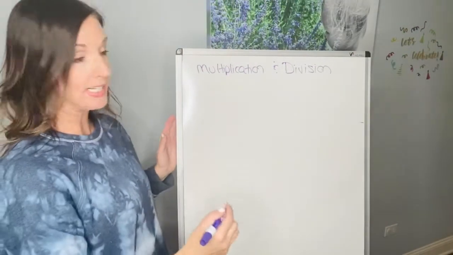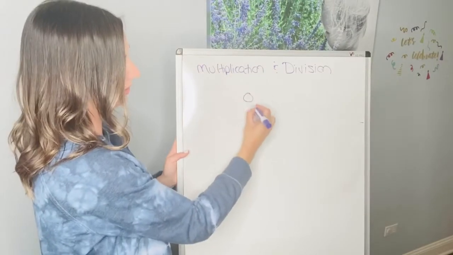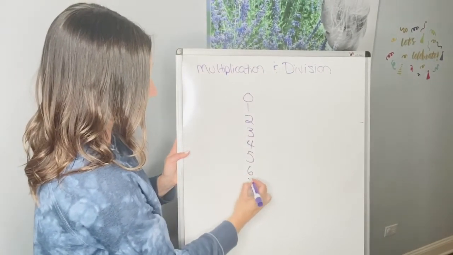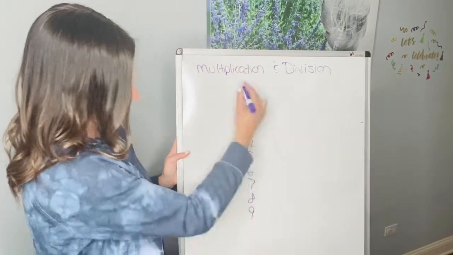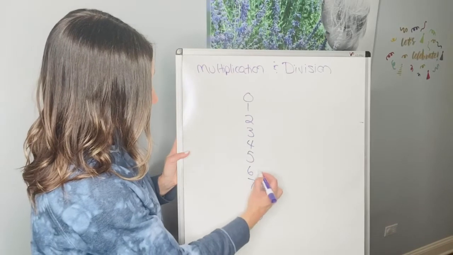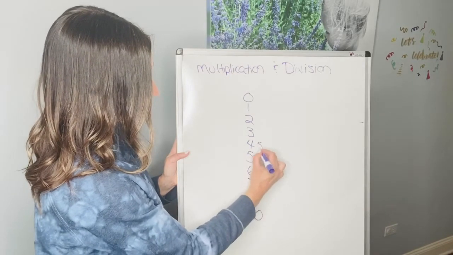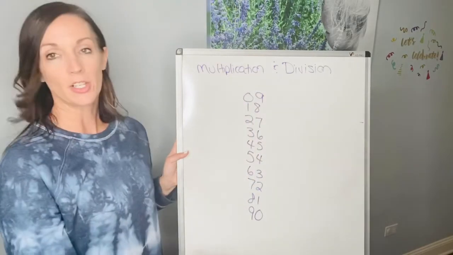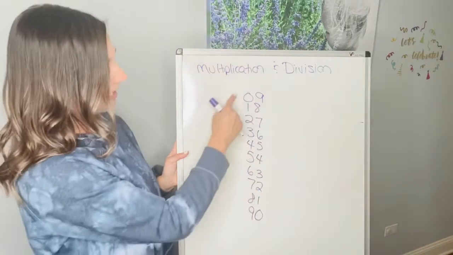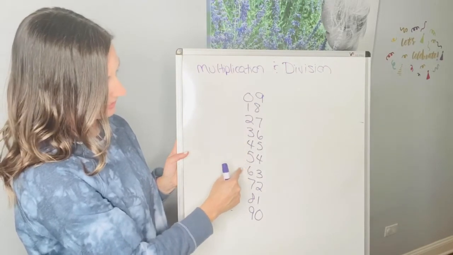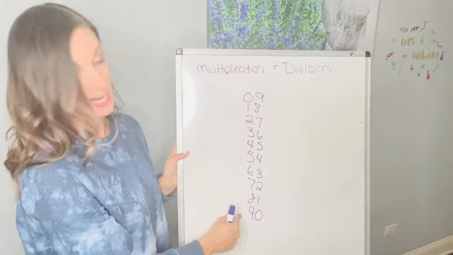All right, 9s are easy. You can start at 0: 0, 1, 2, 3, 4, 5, 6, 7, 8, 9. Just go in order, and then start again at the 9 and go 0, 1, 2, 3, 4, 5, 6, 7, 8, 9. Here are your answers when you multiply by 9. 9 times 1, 9 times 2, 9 times 3, 9 times 4, 9 times 5, 9 times 6, 9 times 7, 9 times 8, 9 times 9, 9 times 10.